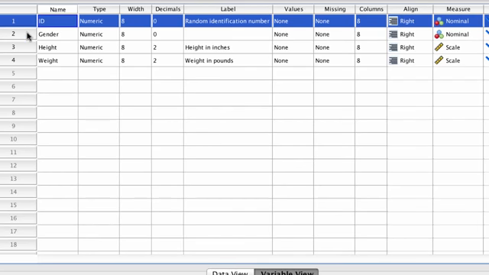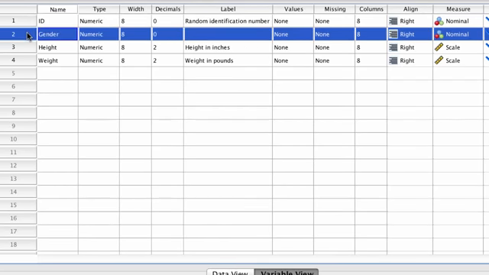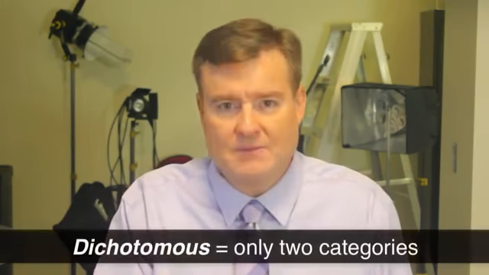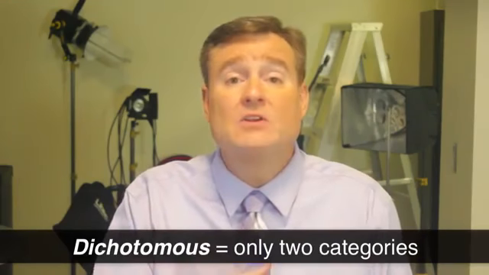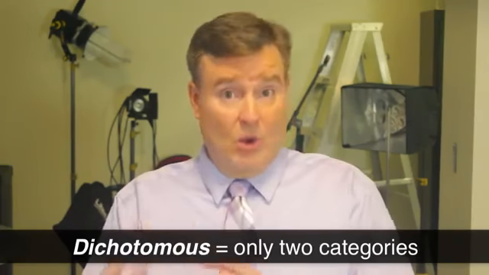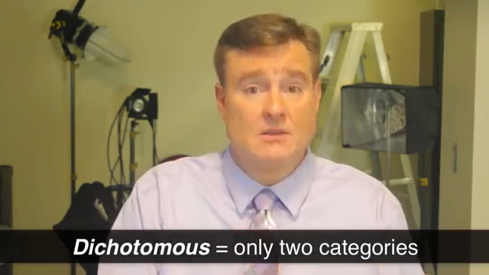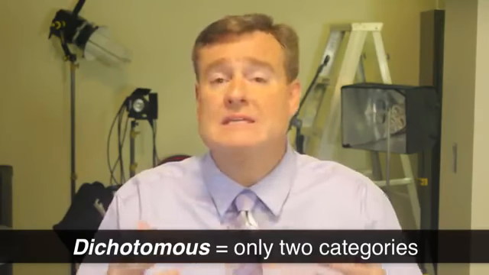The variable gender is also nominal, and we're going to code gender as 1 and 2 for male and female. When a categorical variable has only two categories, we call it dichotomous. So the 1 and the 2 are categories. You can be in one category or the other. You can't be in both, you can't be in neither.